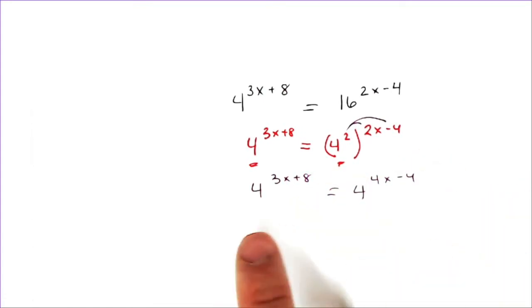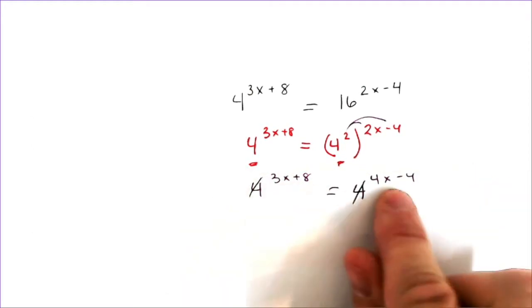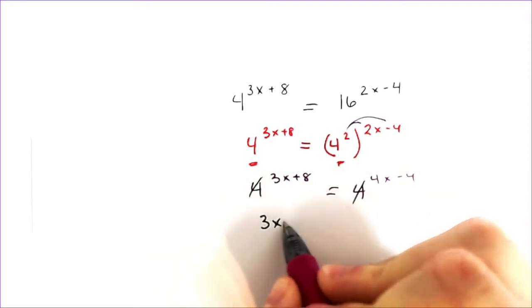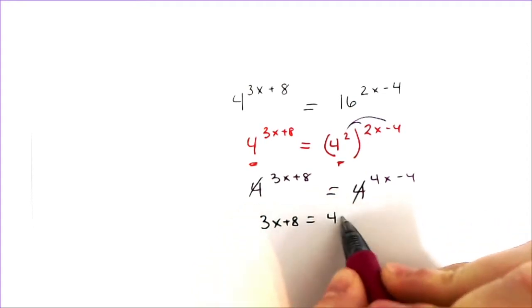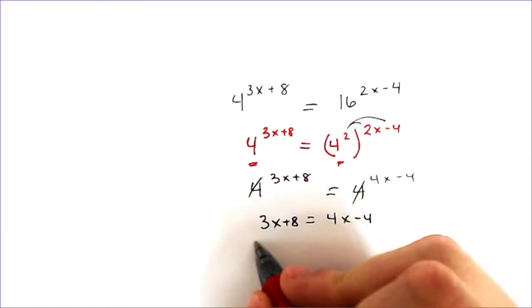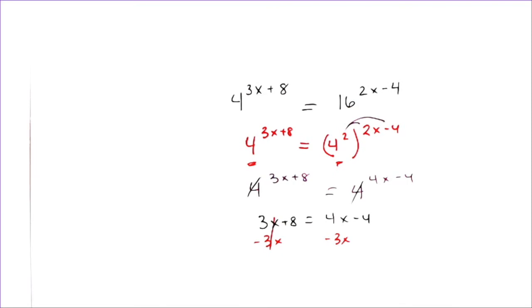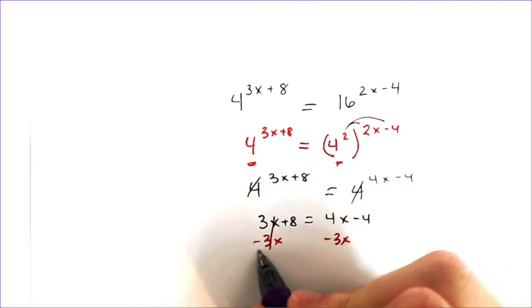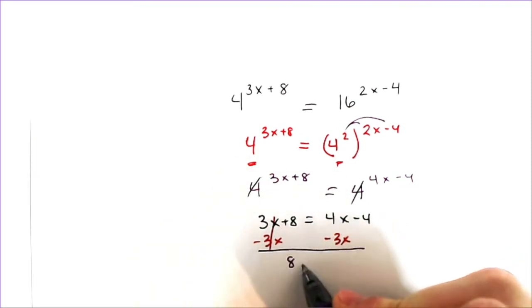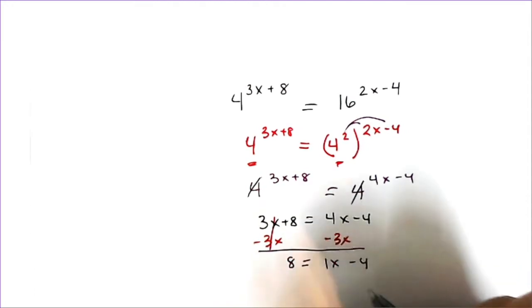And because they are both a 4, they cancel out, or at least don't matter, because they're both 4. We just have those exponents drop down. 3x plus 8 equals 4x minus 4. And then we start solving that equation. Subtract 3x, get the x's on one side. I could have also subtracted the 4x. It doesn't matter as long as your goal is to get the x's on one side and the numbers on the other side. It'll work out.